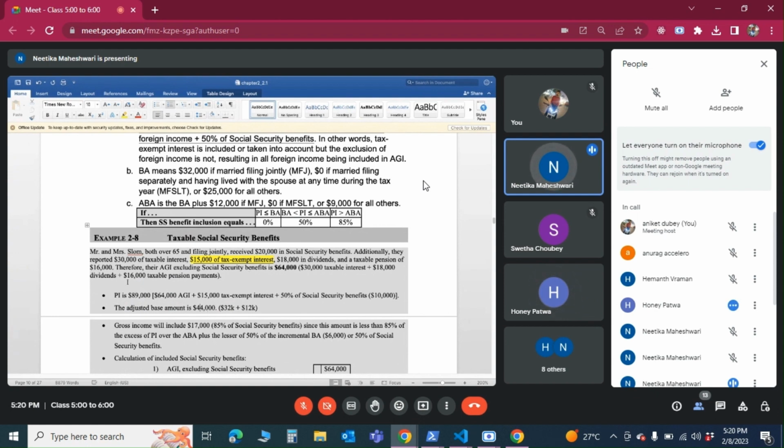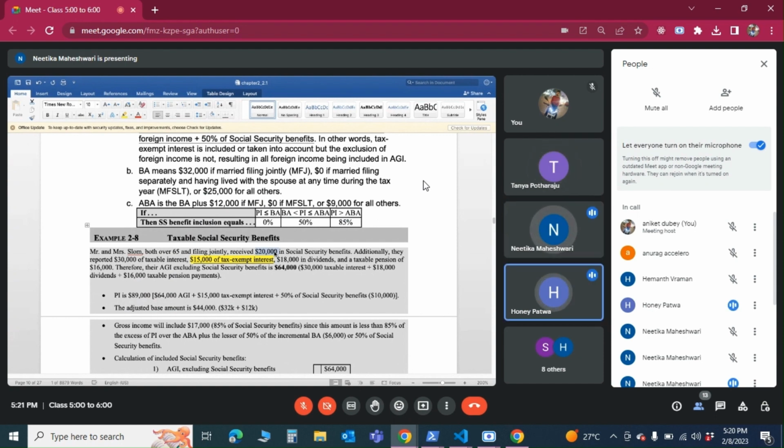Clearly, we can see PI is the greatest of all these three numbers, the highest number in these three categories. So definitely they'll fall under the 85% category. What do they say? The social security benefit inclusion, that means we're going to include it in the income, equals 85% of the total social security benefits. What is 85% of $20,000?